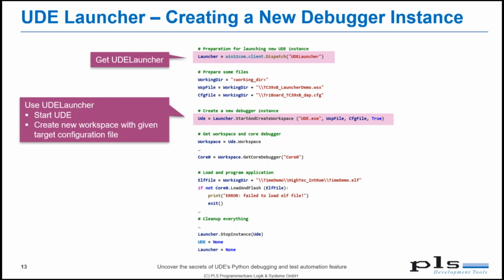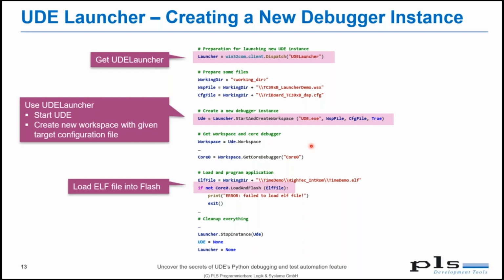It specifies which device you want to connect, which debug interface you want to use, and also which UID you want to use. The true parameter here tells the function that you want to create a workspace, even if the same file is already existing. Then we get access to the workspace, to the core debugger.